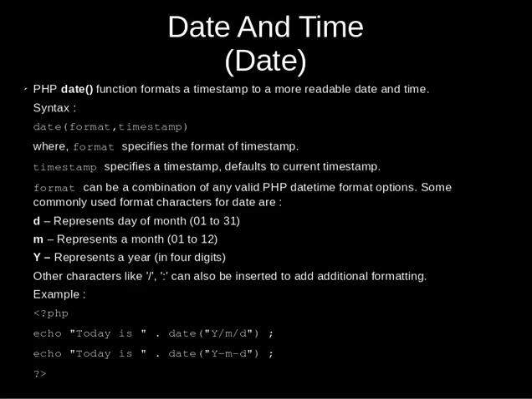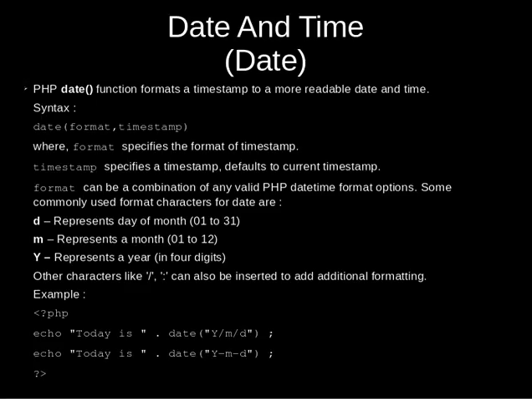In PHP, we have a date function which formats a timestamp to a more readable date and time. The syntax is date(string format, timestamp), where format specifies the format of the timestamp, and the timestamp defaults to the current timestamp or a Unix timestamp. Format can be a combination of any valid PHP date time format options.